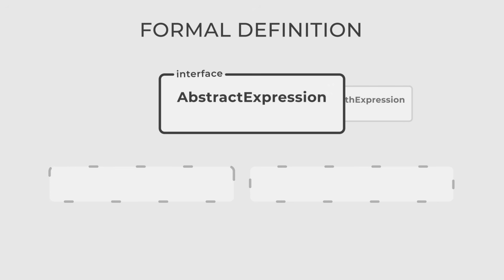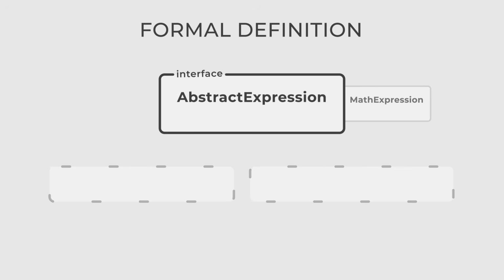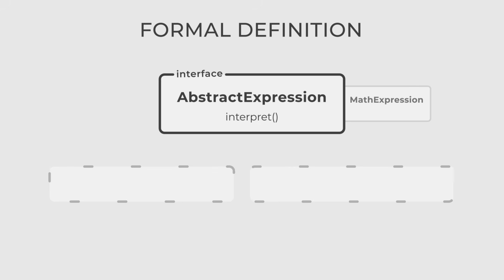There are 3 actors in this design pattern. The first, abstract expression, or math expression in our case, is an interface that declares an interpret method used by concrete expressions to interpret the input. In our example, interpret is calculate.